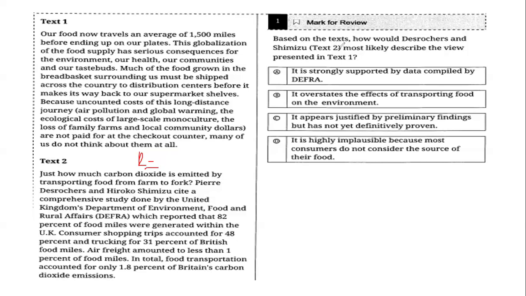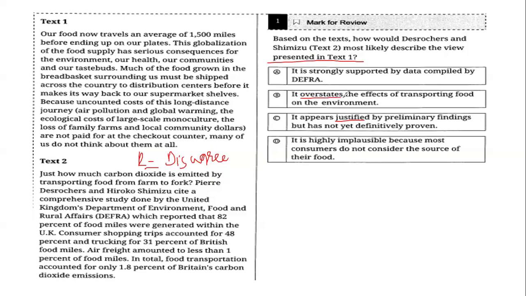Based on the text, how would Desrochers and Shimizu of text 2 most likely describe the view presented in text 1? So what do you think? We can clearly see that there is disagreement between text 1 and text 2. Now, which of these options matches your summary? It appears justified by preliminary findings. Appears justified means something positive. It is strongly supported by data compiled by DEFRA.